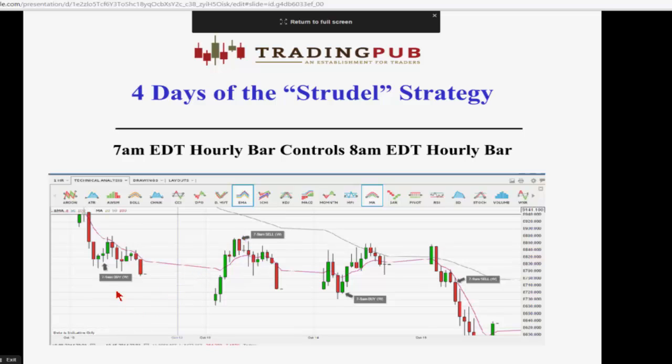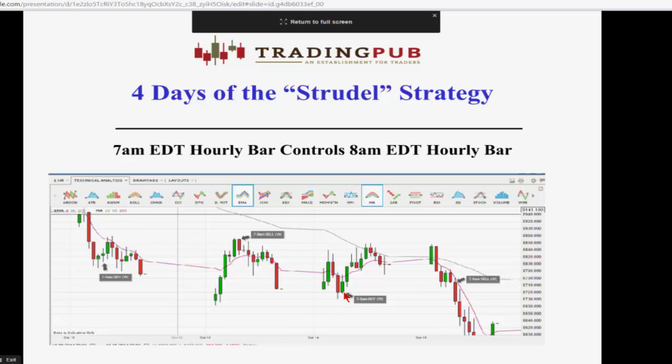Okay, so here are 4 days of the strudel strategy. I'm going to move left to right. The little arrow points to a small bullish bar. So the 7 a.m. hourly candlestick, this is an hourly chart, was bullish. The 8 a.m. was also bullish. So the 7 a.m. opening price was never threatened. The 7 a.m. bar controlled the 8 a.m. bar. Next day, bearish. The 7 a.m. controlled the 8 a.m. bar. If you sold above the opening price, that trade is good all day.